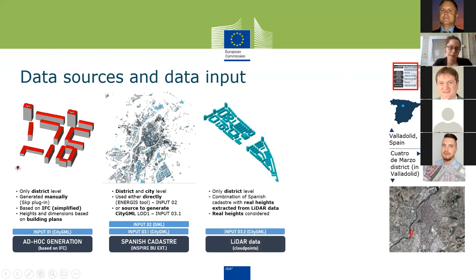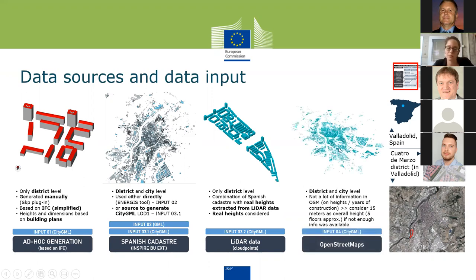Then we also complemented some of this data that we obtained from the cadastre for the Cuatro de Marzo district. You can see that it is the same. And we combined it with LiDAR data. This data is a cloud of points, and we combined them with this 2D data to obtain the real heights of the buildings. This way we could have accurate building heights, because in other cases, for instance, when using the Spanish cadastre or when using OpenStreetMap, we had to implement some assumptions.